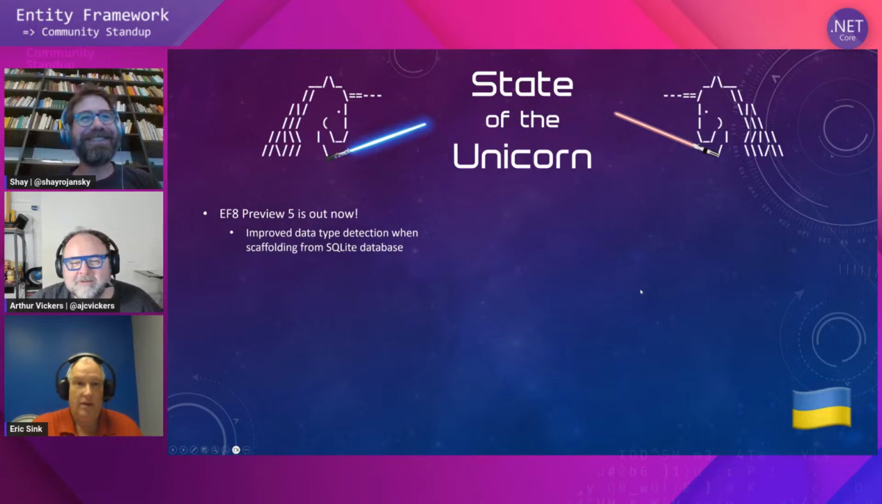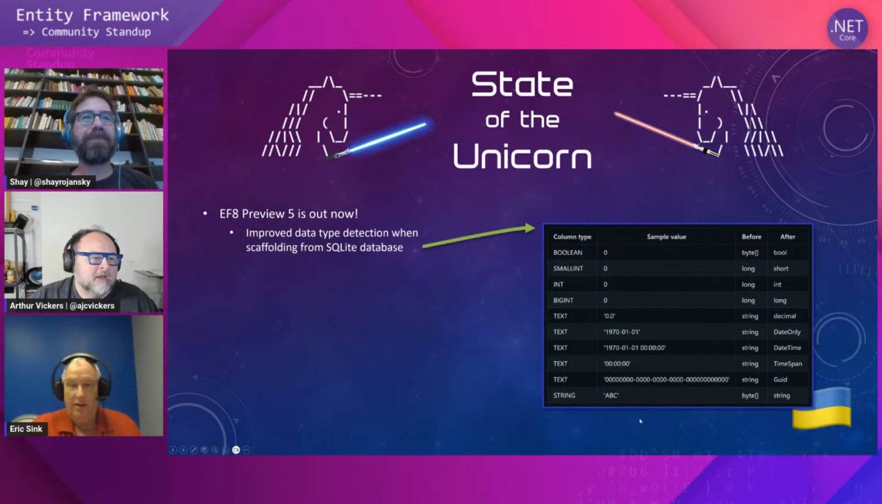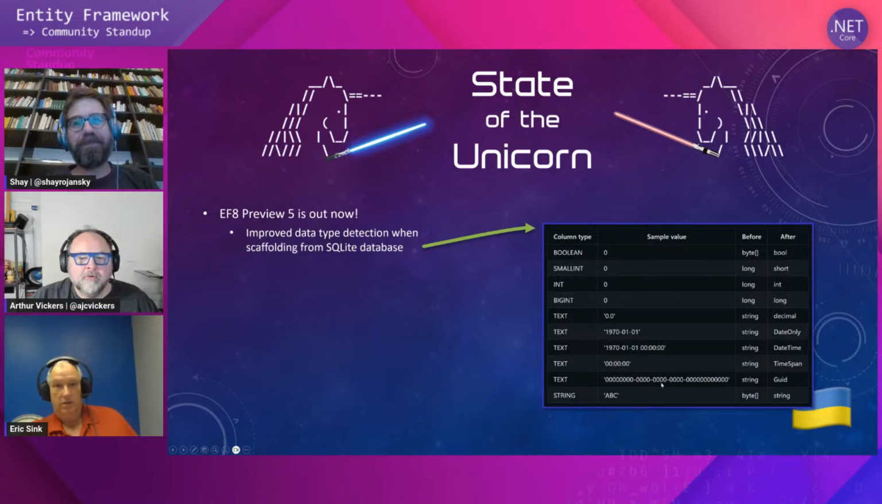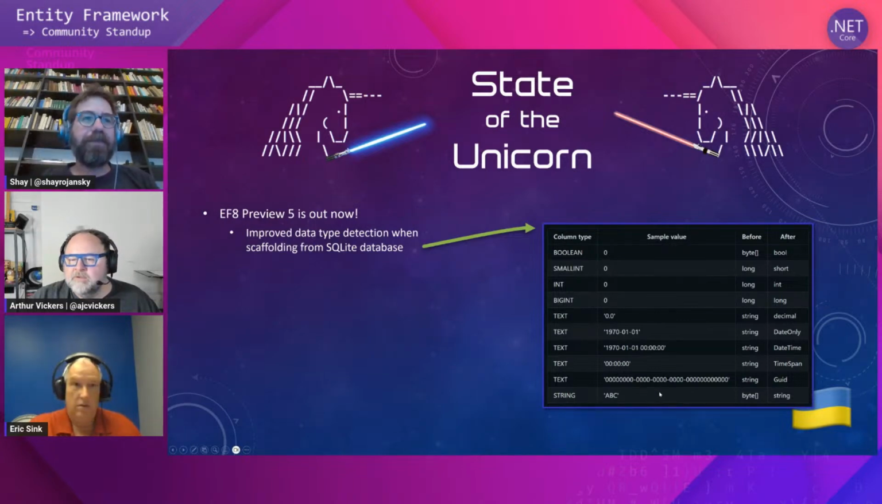So State of the Unicorn is just going to be, EF Core 8 Preview 5 is out. Go get it. It has one feature that we already talked about here a few weeks ago when it was merged, so I'm not going to go into it in detail, but we now use the types, the column name, and we sample data from your database when determining what types to use when reverse engineering a SQLite database. This is something that Bryce did recently, and it's been in the daily builds for a while now, but it's out in EF Core 8 Preview 5. So get that, give it a try, plus all the other good stuff.